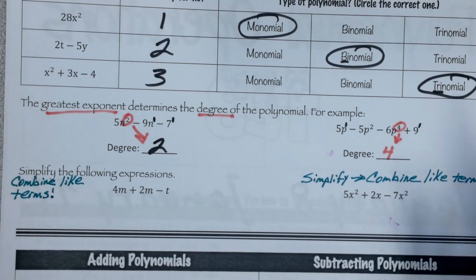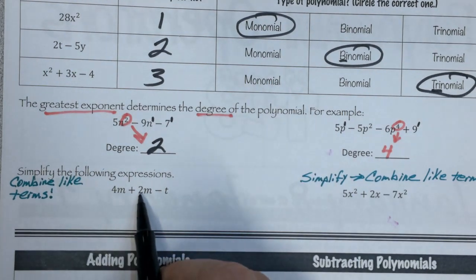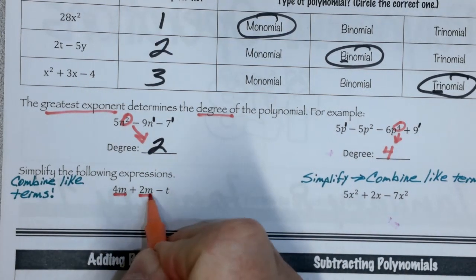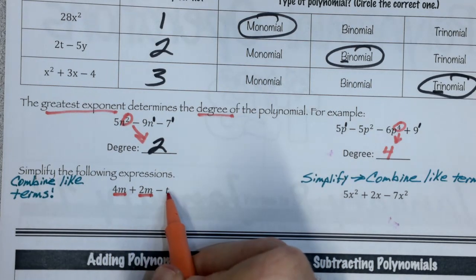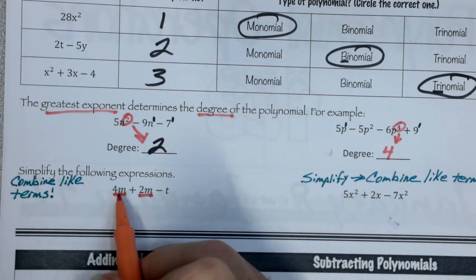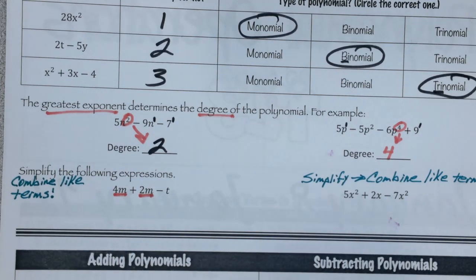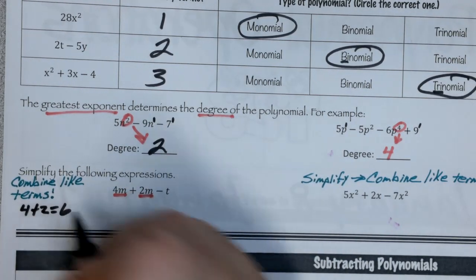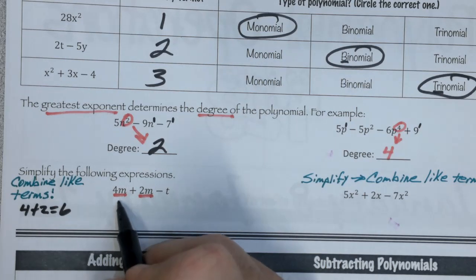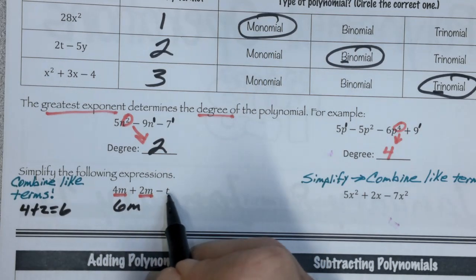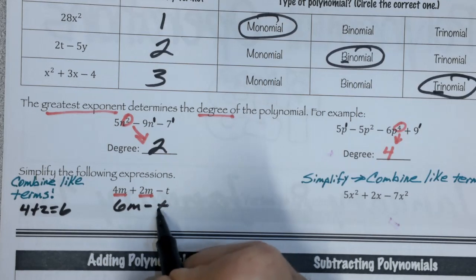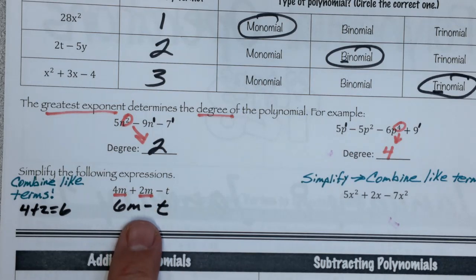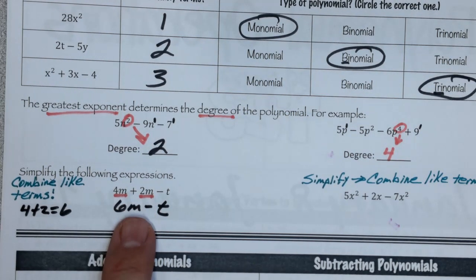It's a lot easier if I have 4m plus 2m minus t. Notice both of these terms have an m. So I can combine the 4m and the 2m. 4 plus 2 gives me 6. So 4m plus 2m will be 6m, and then there's nothing to combine with the minus t, so I'll just put minus t. Notice that we went from 3 terms down to just 2. And so this is our simplified expression.